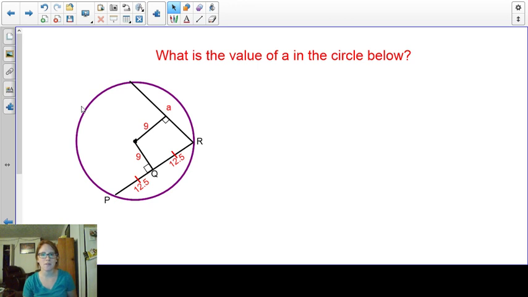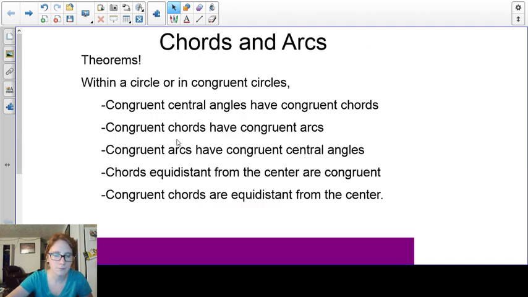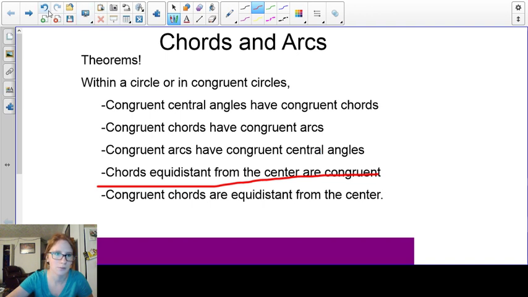Alright, so what is the value of A in the circle below? So I'm trying to find this chord. Well, if we go back to some of those theorems, chords equidistant from the center are congruent. That's the one I want to highlight right there.